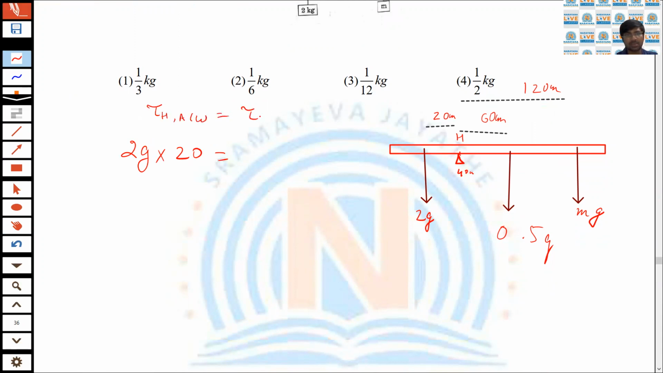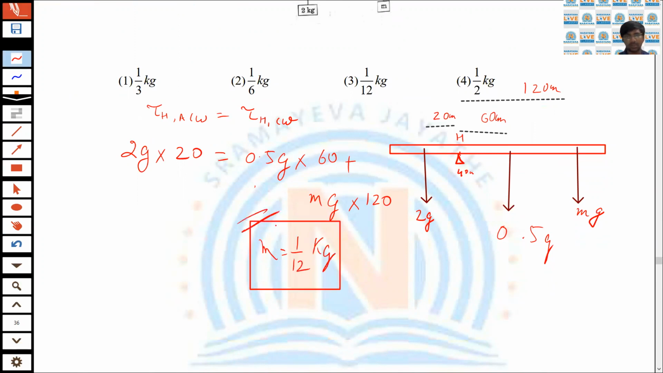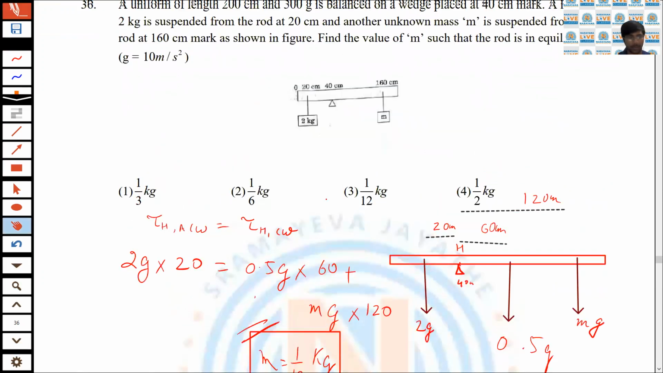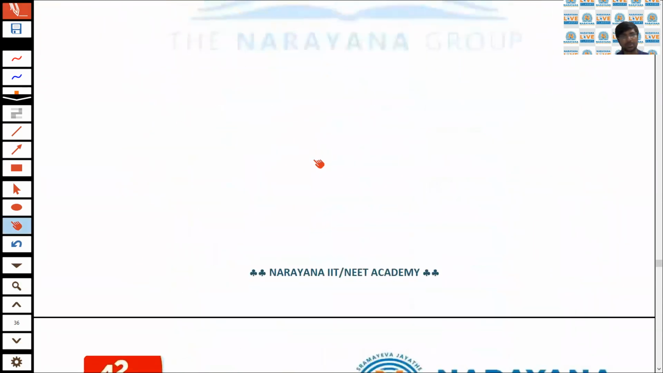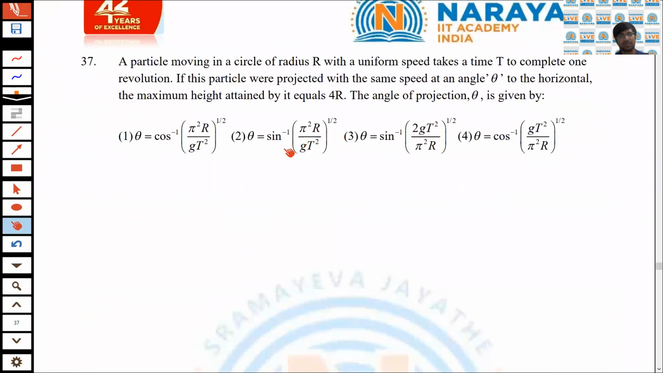That is same as the clockwise torque about the hinge, which is 0.5 g times 60 plus mg times 120. Now once we solve this, we will get the value of m as 1 by 12 kgs. All right. So this third option is the correct option. All right. Let's come to the 37th question.